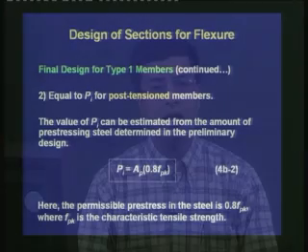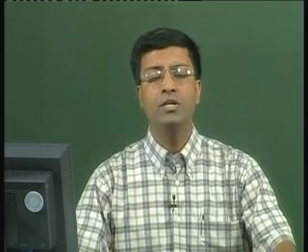We had known earlier that the code does not allow us to stretch the tendons beyond 80% of their characteristic strength, because there will be more relaxation loss and also for safety reasons. Hence, the maximum prestress that can be applied is the area of the prestressing steel times 80% of the characteristic strength.